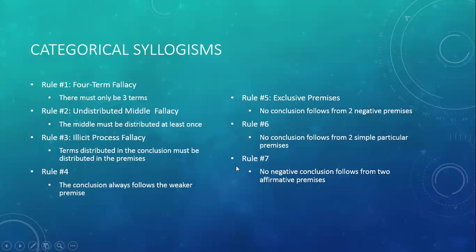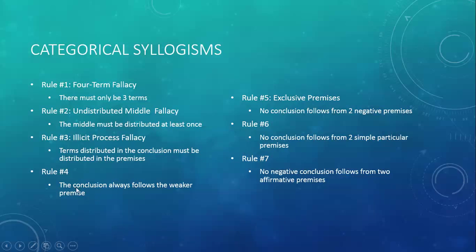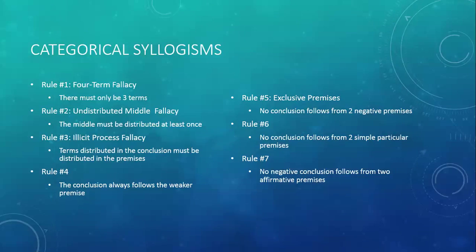Rule number 7, no negative conclusion follows from 2 affirmative premises. I'm good on that one. Actually, conclusion follows the weaker premise. Since there's a "no" up here, there should be a "no" down here. It's not just the "some." So rule number 4 as well. That's right? So conclusion follows.